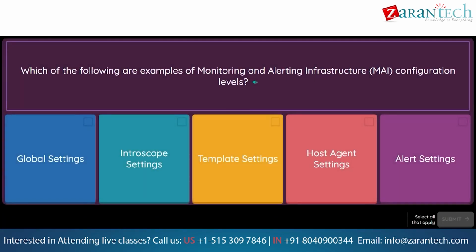Question: which of the following are examples of monitoring and alerting infrastructure, MAI, configuration levels? Option 1: global settings. Option 2: intro scope settings. Option 3: template settings. Option 4: host agent settings. Option 5: alert settings.